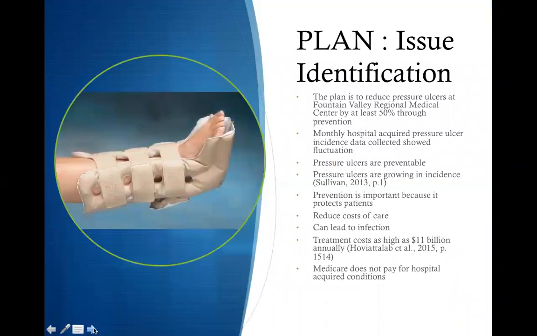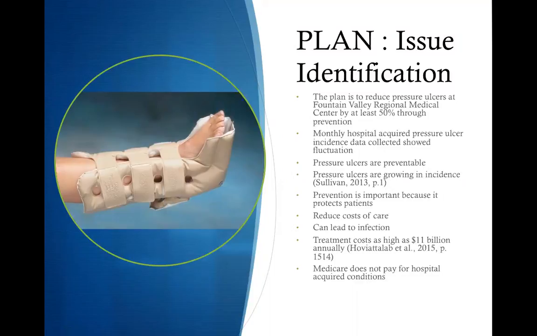So the plan or the issue identification: the plan is to reduce pressure ulcers at Fountain Valley Regional Medical Center by at least 50% through prevention. Monthly hospital-acquired pressure ulcer incidence data collected showed fluctuation. Pressure ulcers are preventable. Pressure ulcers are growing in incidence.